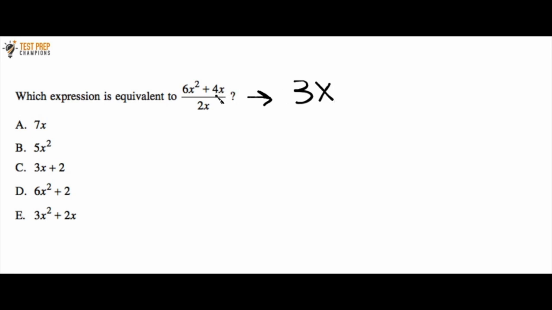Now, what if I do 4x divided by 2x? Well, 4 divided by 2 is 2. X divided by x is just 1, so I don't even need to write the 1. And 2x divided by 2x is just 1. So if I divide everything by 2x, the final answer I get is 3x plus 2.